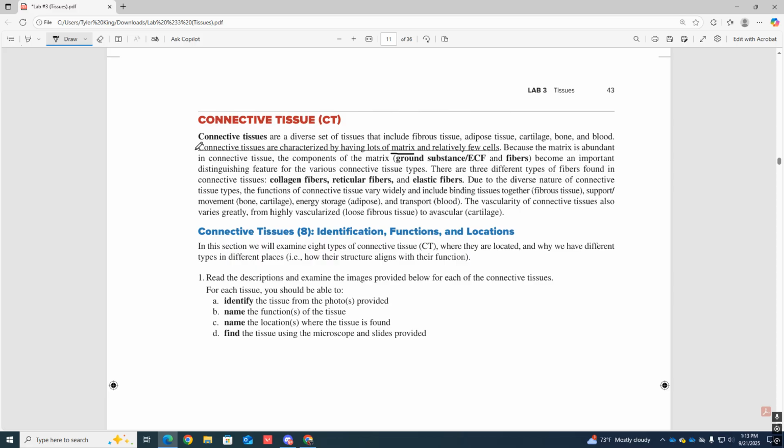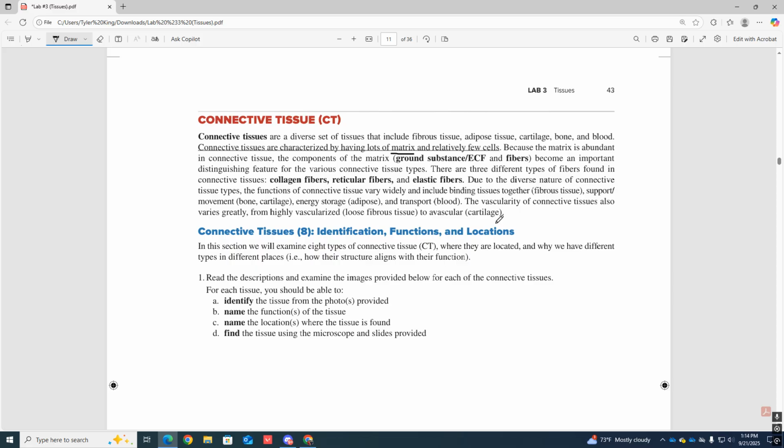So because the matrix is abundant in the connective tissue, the components of the matrix, ground substance / extracellular fluid, and the fibers, as I said, become an important distinguishing feature of the various CT types. There are 3 different types of fibers found in connective tissue: collagen, reticular, and elastic. Due to the diverse nature of connective tissue types, the functions of connective tissues may vary widely, including binding tissues together, support or movement, energy storage, or transportation for blood, okay?